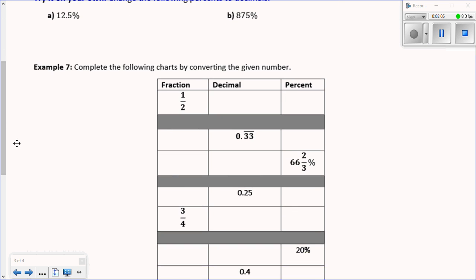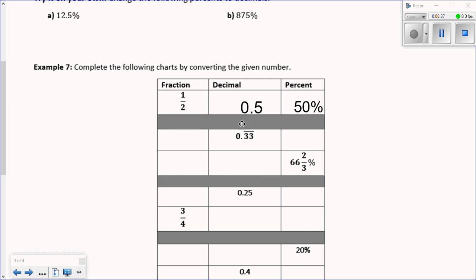Now we're just going to complete the chart by converting the number that they gave us. So we talked about all these different conversions already. Here I was given a fraction. To change a fraction to a decimal, I would just divide 1 divided by 2, and in the calculator I get 0.5. And now that I have a decimal, I can change that to a percentage by moving my decimal point over 2 spaces. So that would give me 50%.